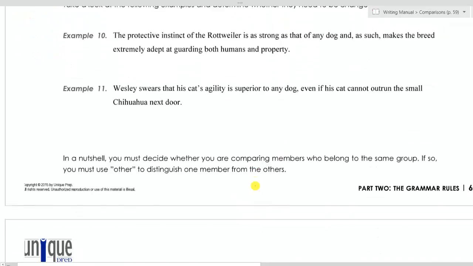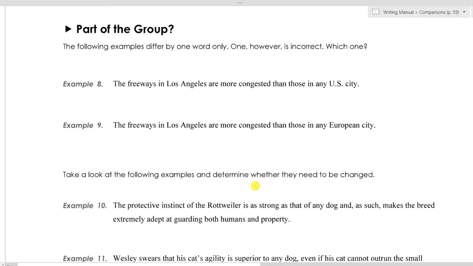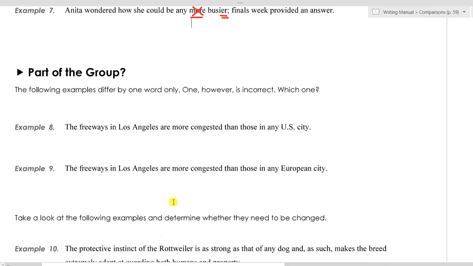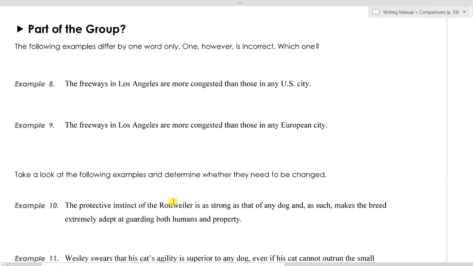And then the last comparison issue that you might need to know about deals with this issue of being part of a group. So take a look at examples 8 and 9. And although these sentences are very, very similar, in fact, they only have a one-word difference, this US versus this European. That's the only difference in these two sentences. And yet, one of these sentences is perfectly correct as written, and one of the sentences is not correct as written. Take a look at them. Take a couple seconds. See if you can figure out why one of these is correct and one of them is not correct.